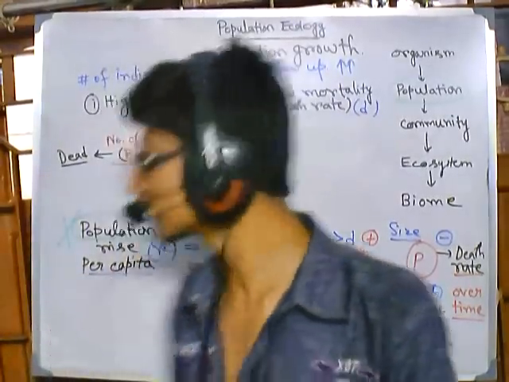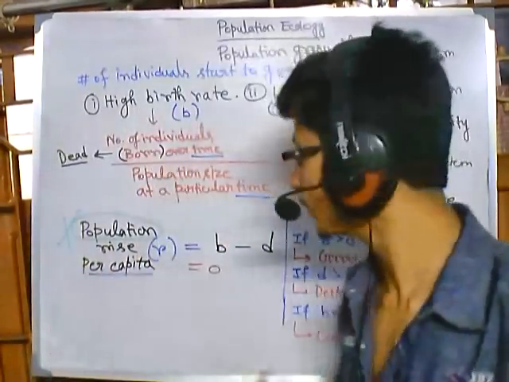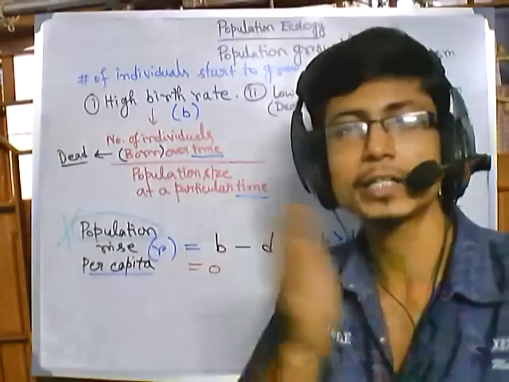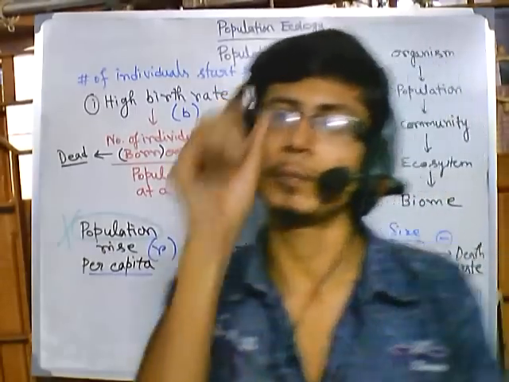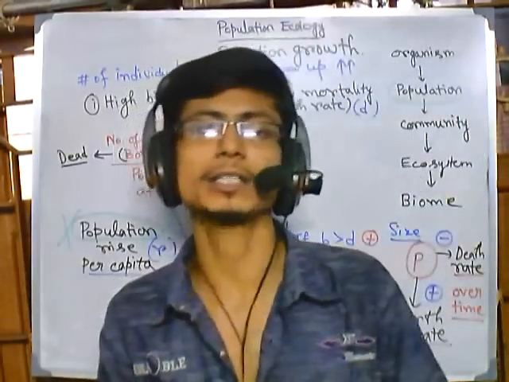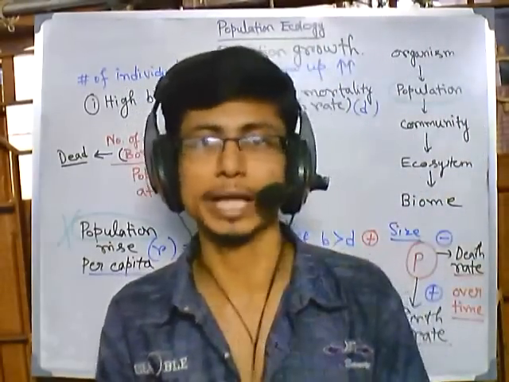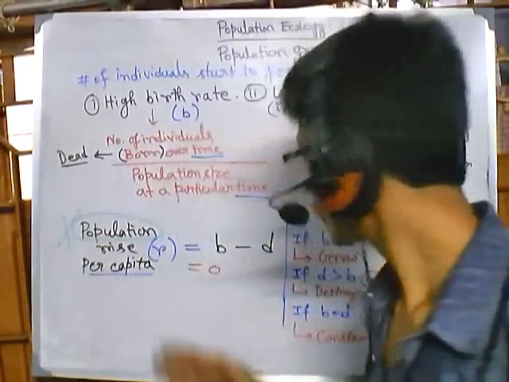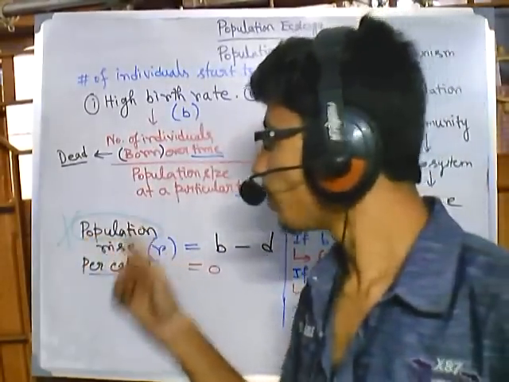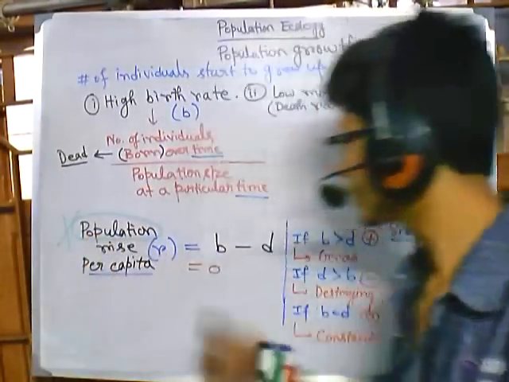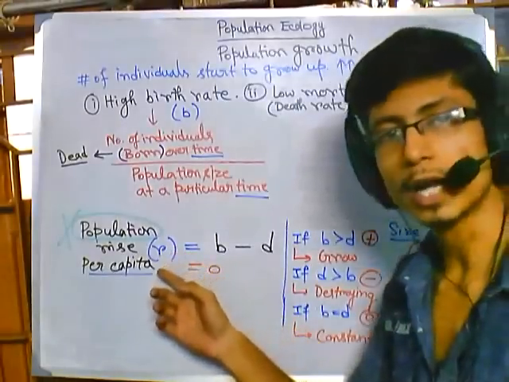Mind it. From now on we'll see how we can incorporate this theory into measuring the rise in population. How can we do that? For that, to get the population rise, we can use the small r, which is the per capita rise.